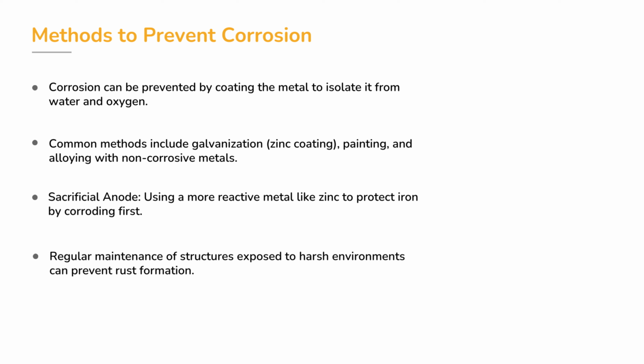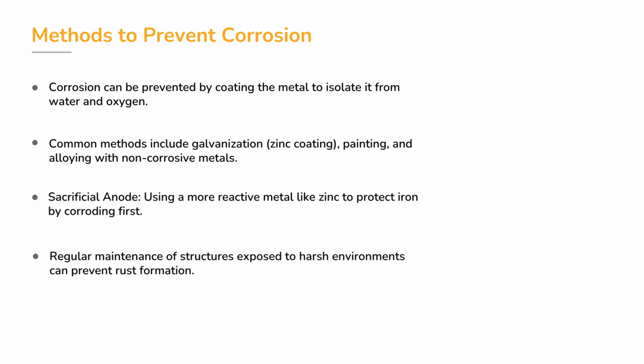One of the simplest ways is to coat metals, shielding them from the elements. You've probably heard of galvanization. It's when a metal like iron is coated with a layer of zinc. Zinc acts as a sacrificial anode, which means it corrodes first, protecting the iron beneath it. Imagine a knight in shining armor stepping in front of an attack to protect what's behind. That's exactly what the zinc does.